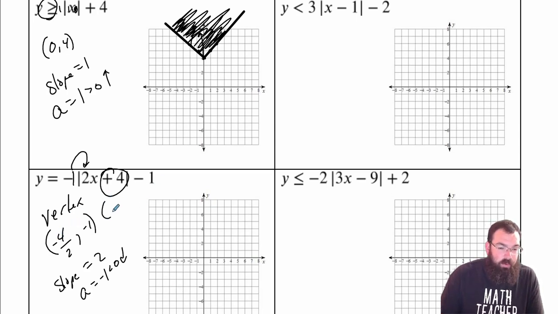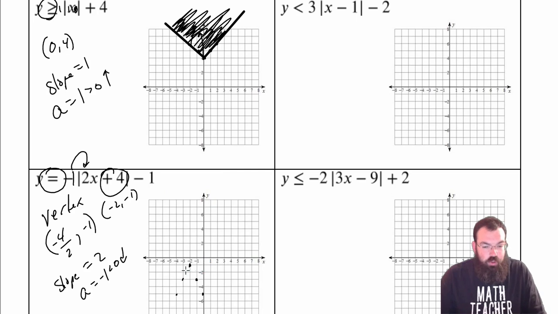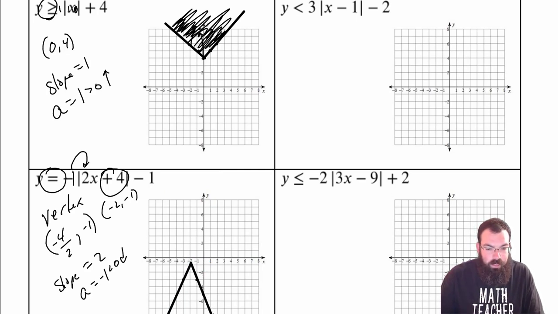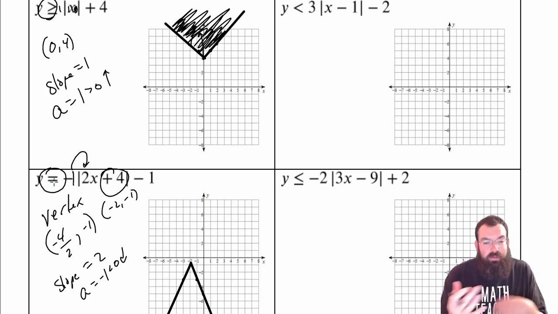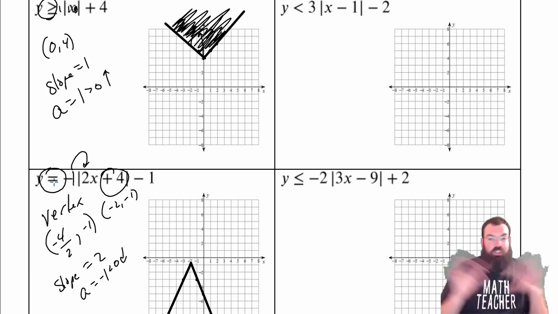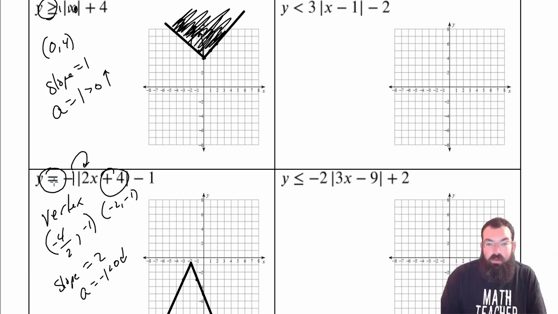This is negative 2, comma negative 1 there. Okay, negative 2, comma negative 1. There's our vertex. Slope is 2. It goes down. So down 2 over 1, down 2 over 1, down 2 over 1, and so on. It's equal, so all I'm doing is drawing just a line on both sides, and then it's not any inequality. It's not greater than, less than, whatever, so I'm done. I don't have to shade. Okay, I'm done on that one.